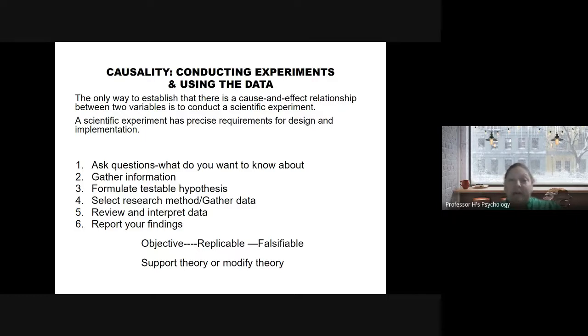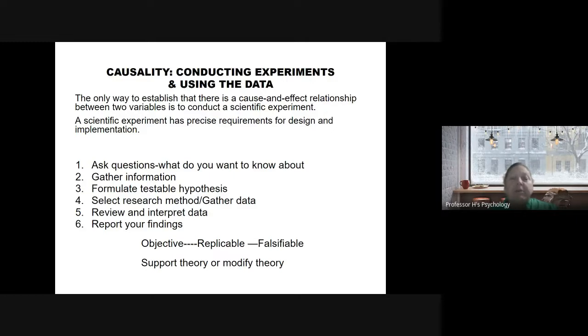What do you want to know about? Then we gather our information. We take a look at all the research that we can find that has to do with the question that we are wondering about. Then we formulate a testable hypothesis. Then we select the research method we're going to use and gather data and conduct our experiment. After our experiment has been conducted, we review and interpret the data that we've collected, and then we report our findings. Once again, our research needs to be objective, and we will talk about some issues that we can have with research in our next video.